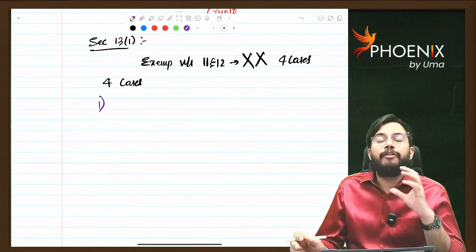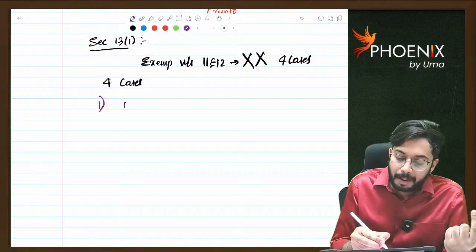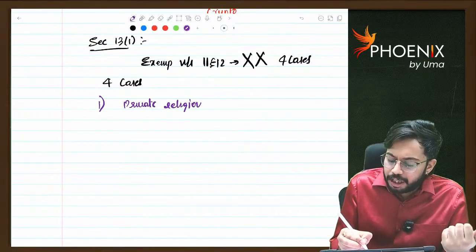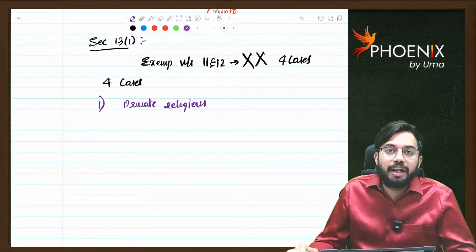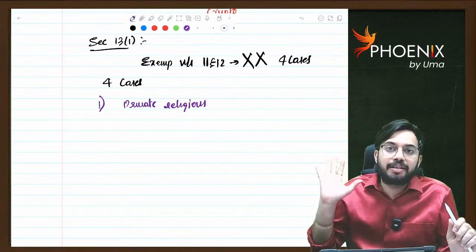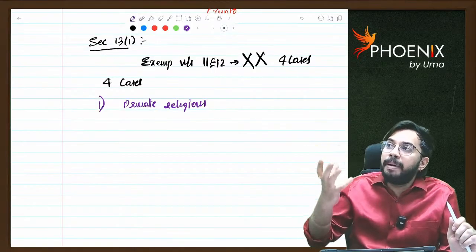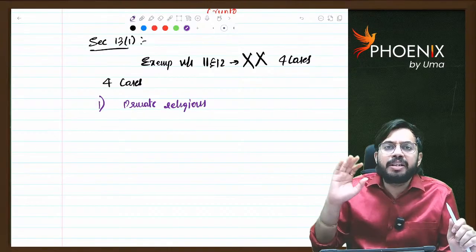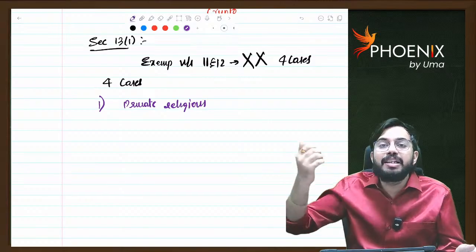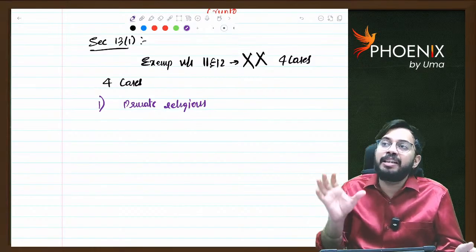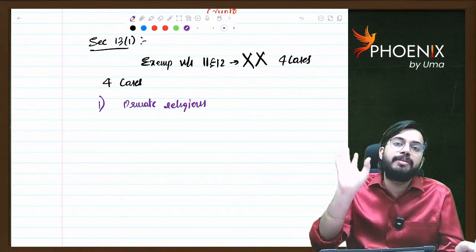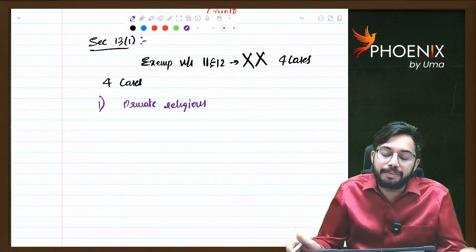First case, if you create any trust for private religious purposes, then in such case you cannot claim exemption under sections 11 and 12. For example, I created one trust, Maganti Trust. In that trust, I build one Shiva temple. Only my family members can enter, my friends can enter. So if I create such a trust only for private religious purpose, the trust is not eligible for section 11 and 12 exemption.